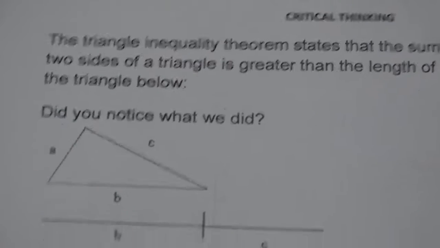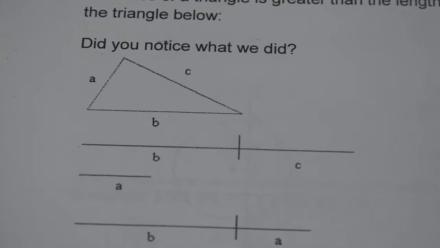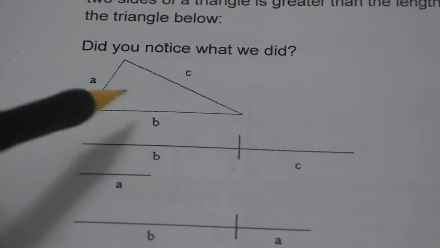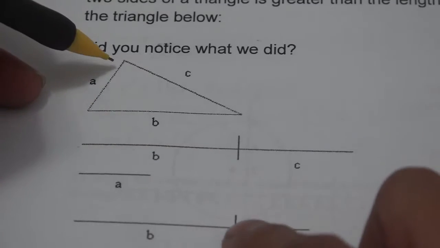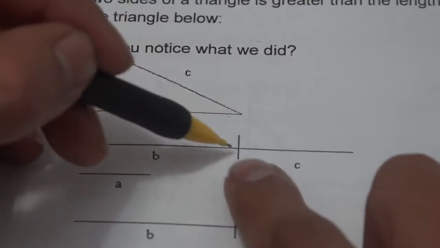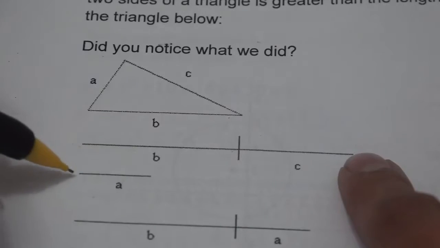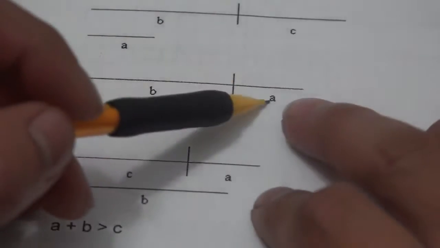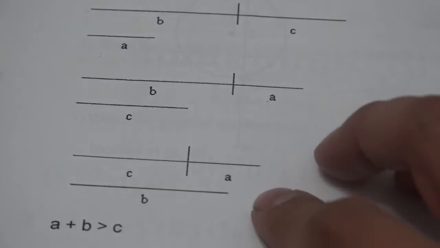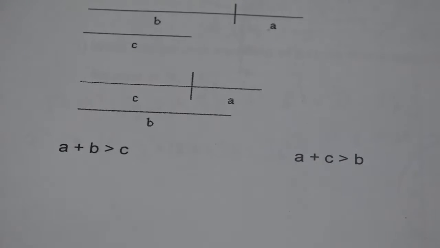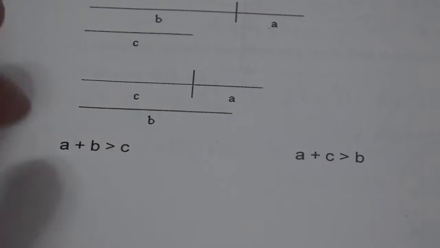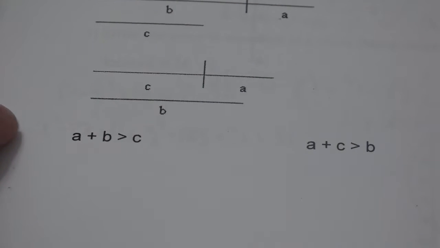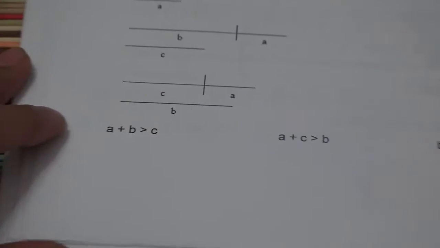The triangle inequality theorem. If you take the length of B and the length of C, the sum will be greater than the length of A. The length of B plus the length of A has to be greater than the length of C, and so on and so forth. Wow, somebody's cooking. All right, and then we have our three choices.